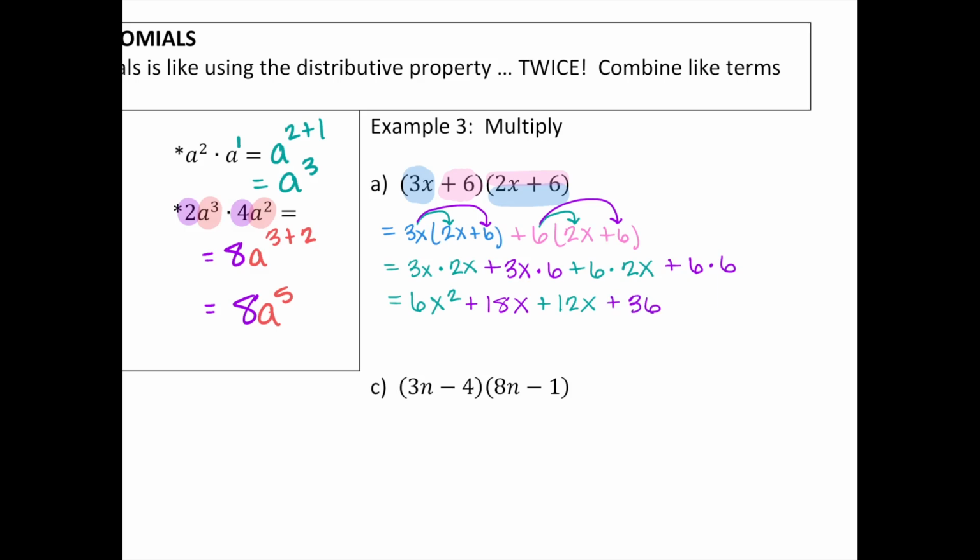And now we need to combine like terms. Our like terms are the 18x and the 12x. And so now we have the 6x squared at the beginning. And 18x plus 12x is 30x. And then we have that 36. And so that is the final answer.